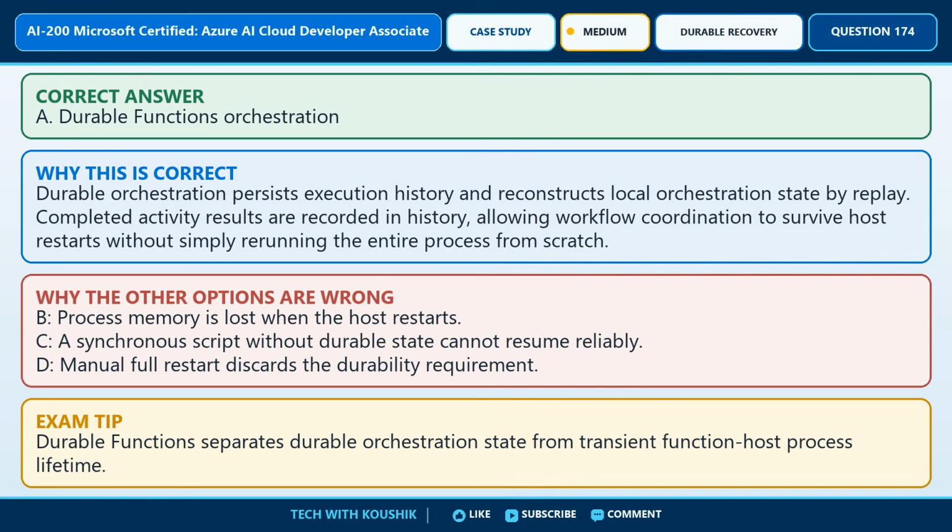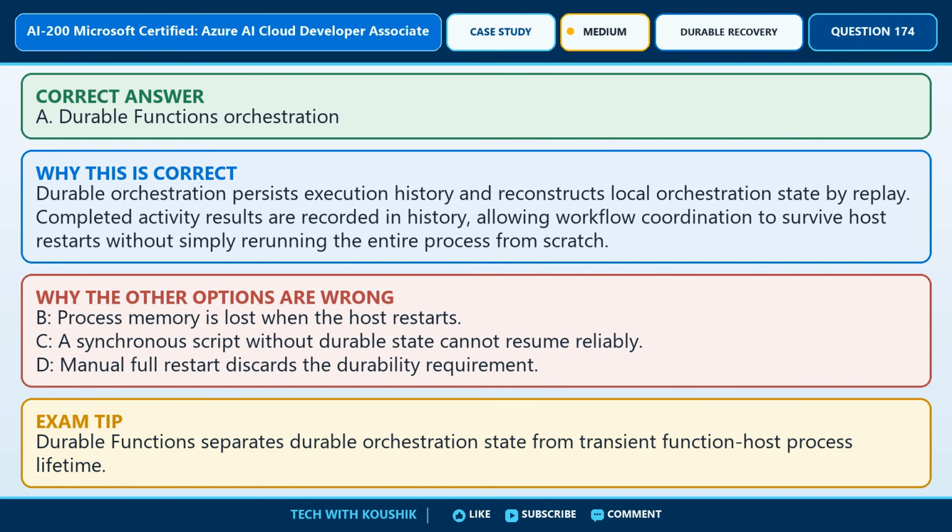The correct choice is option A, durable functions orchestration. The key clue points here because durable orchestration persists execution history and reconstructs local orchestration state by replay. Completed activity results are recorded in history, allowing workflow coordination to survive host restarts without simply rerunning the entire process from scratch. B, process memory is lost when the host restarts.